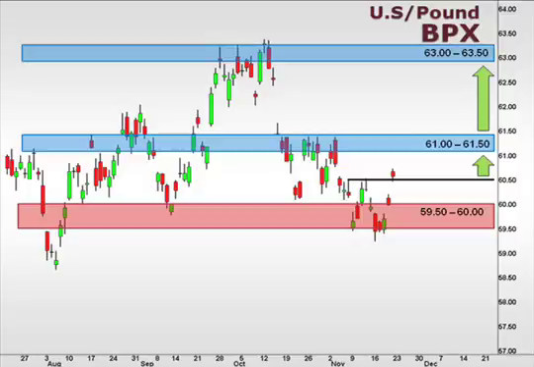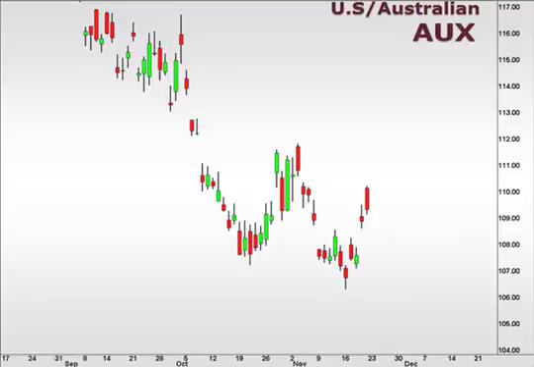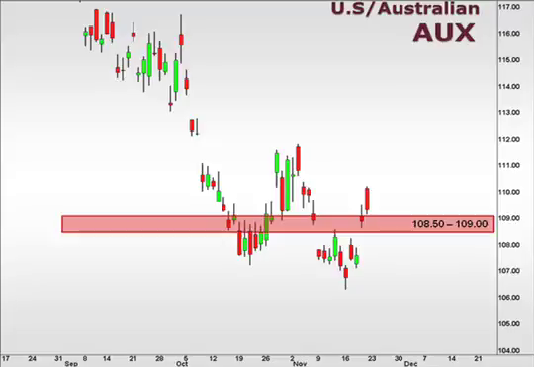Let's take a look at the AUX, the US versus the Australian dollar. Now, the trend in force continues to be down. However, the pair value did show some signs of bullishness this past week. The U.S. dollar managed to claw its way back above this 108.5, 109 focal zone against the Australian dollar. However, we did see the pair value close Friday on the lows of the day.